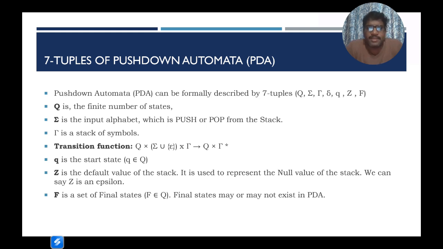Here q0 is the start state or initial state. We can say that small q belongs to capital Q. Z is the default value of the stack, or we can say the null value or initial value in the stack. We can say that Z is an epsilon. Capital F is a set of final states. F is a subset of Q. The final states may or may not exist in a PDA, depending on the constraints of the problem. We may generate a final state, or it may not generate a final state.